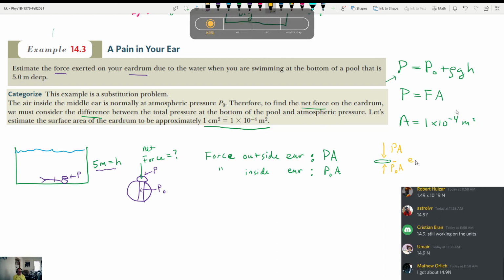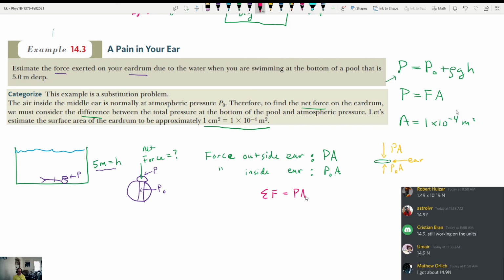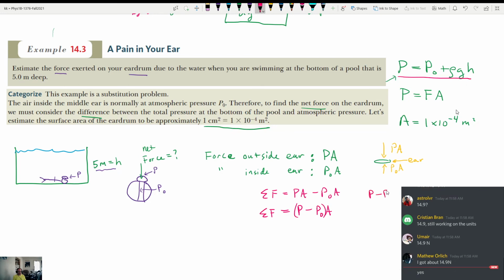Every time I try to write something small, it always comes out really bad. So if this is the ear, the force on the top is PA, the force on the bottom is P naught times A. So that means the net force is going to be equal to the difference between the two. So PA minus P naught A, which is equal to P minus P naught times A. Does this part make sense to everyone? Okay. But we also know from this equation that P minus P naught is equal to rho GH.